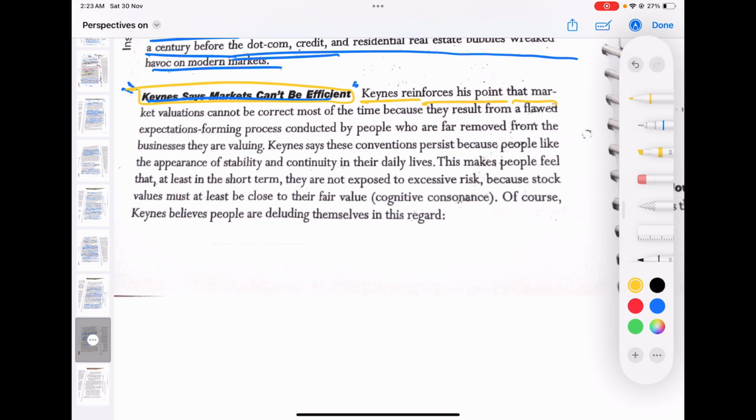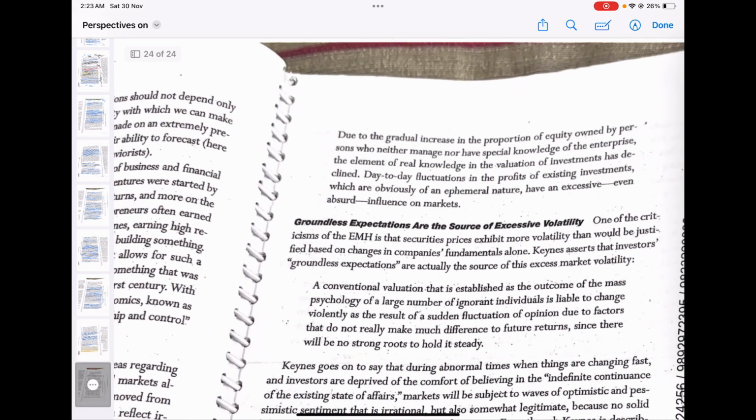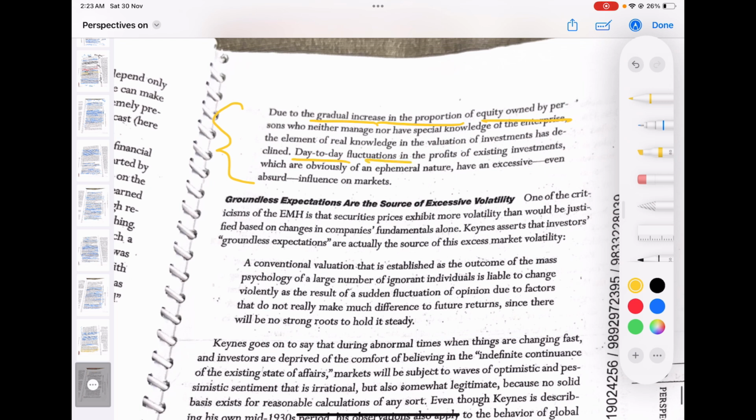Keynes reinforces this point that market valuations cannot be correct most of the time because they result from a flawed expectations forming process conducted by people who are far removed from the businesses they are valuing. Keynes says that convictions persist because people like the appearance of stability and continuity in their daily lives. This makes people think that, at least in the short term, they are not exposed to excessive risk because stock values must be at least close to their fair value. Of course, Keynes believes that people are deluding themselves in this regard. Due to this gradual increase in the proportion, day to day fluctuations are ephemeral in nature.